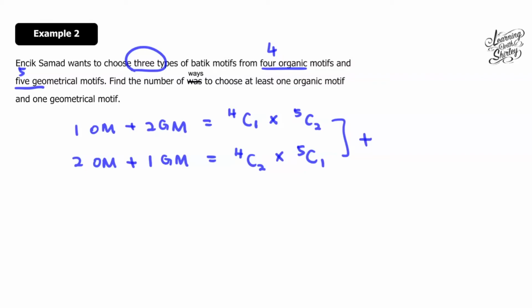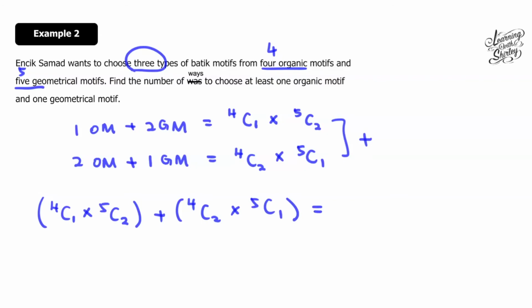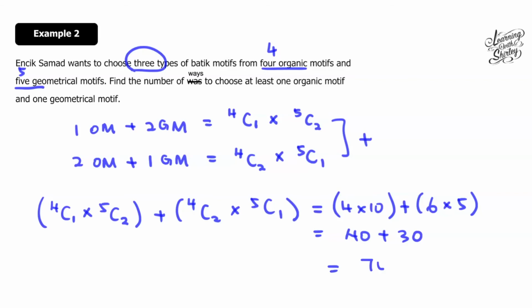So our working will be 4C1 times 5C2, and we get this answer. And then we add 4C2 times 5C1, and then we get the answer. So 4C1 times 5C2 is 4 times 10, and then we add, 4C2 is 6 and 5C1 is 5. So it will be 40 plus 30, and the answer is 70 ways.